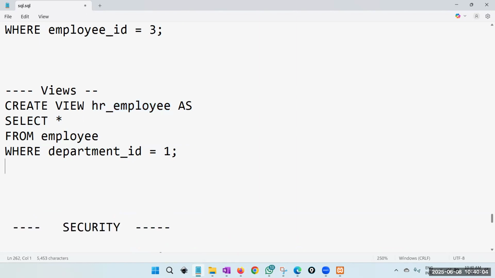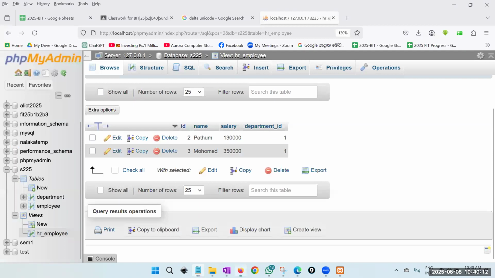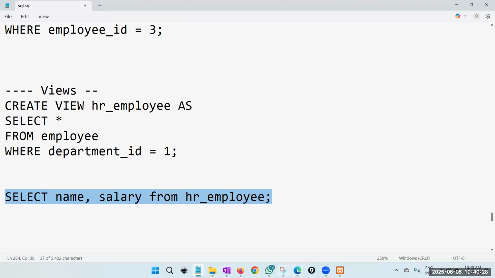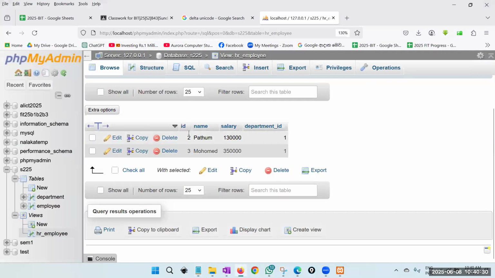So now I can write a select statement on the view also. Say select employee ID, name and salary from HR employee. So now we query from the view, just like a table. Of course, you can query from a table also.